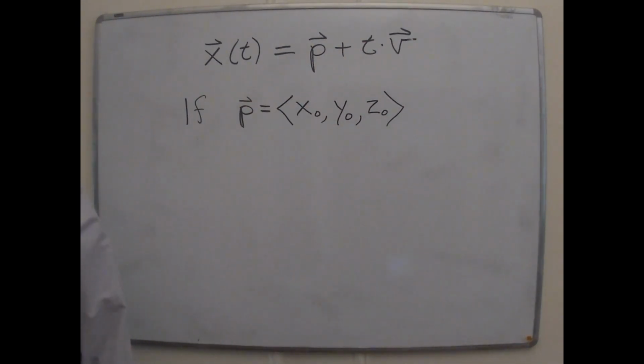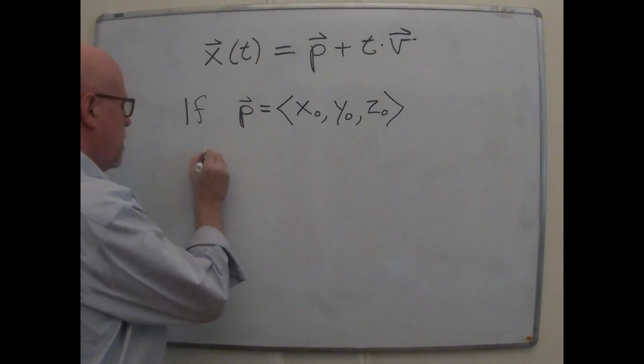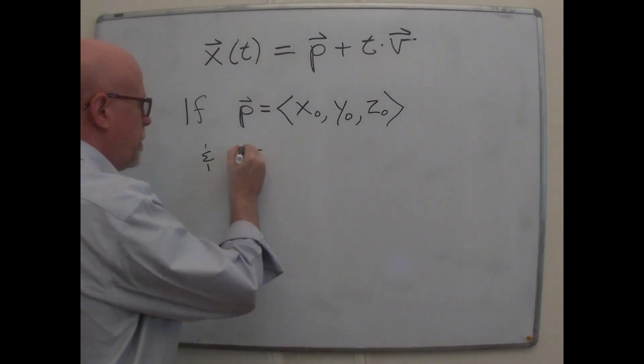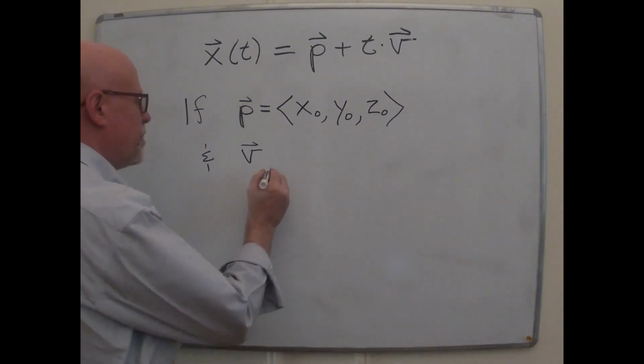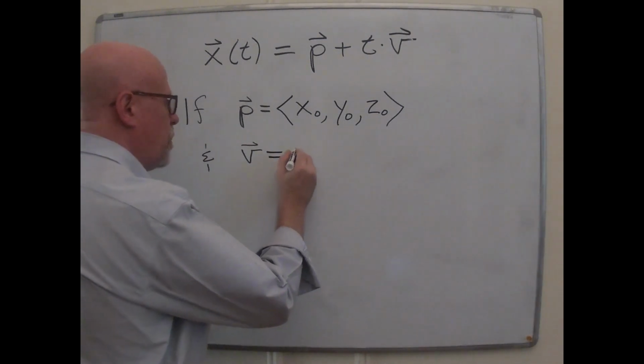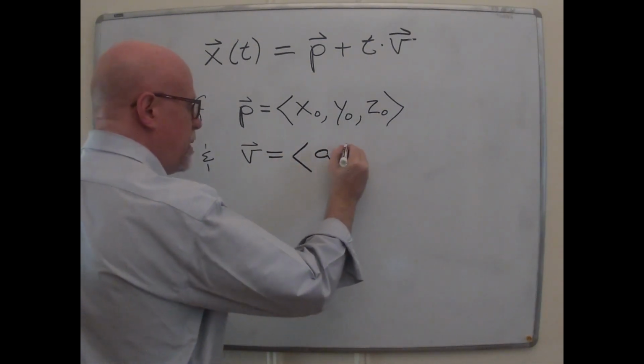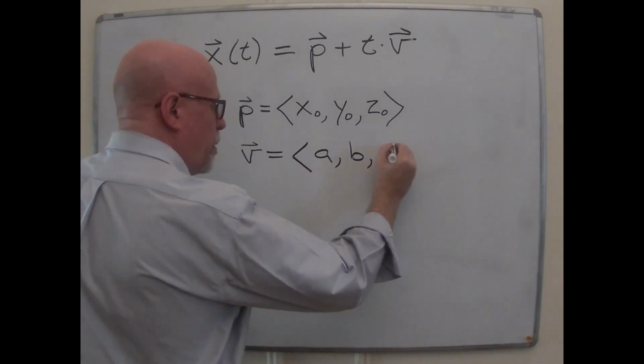The velocity vector's components, I'm going to stick with what they do in the book and just call them A, B, C, because writing them in other forms might be strange. Anyway, these are the x, y, and z components of our velocity vector.